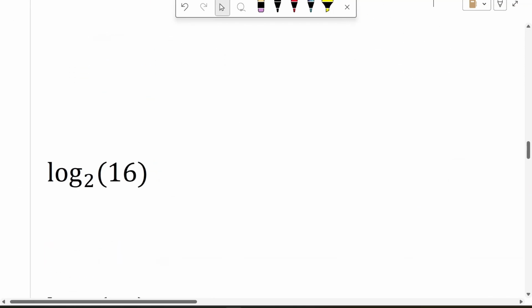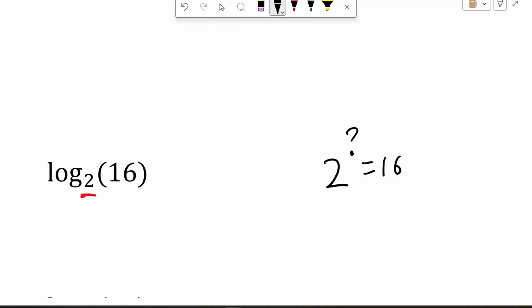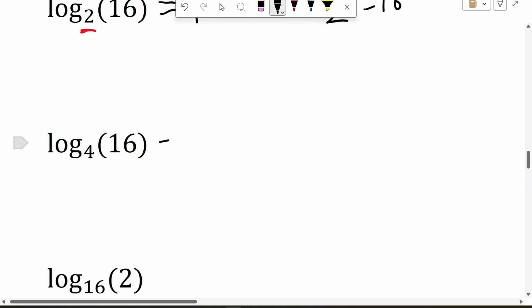Now, when we have different bases, we write it with a little number down there. So log base 2 of 16 would be asking the question: 2 to the power of what equals 16? So the answer here is 4. Log base 4 of 16 would be 2, because 4 squared gives you 16.